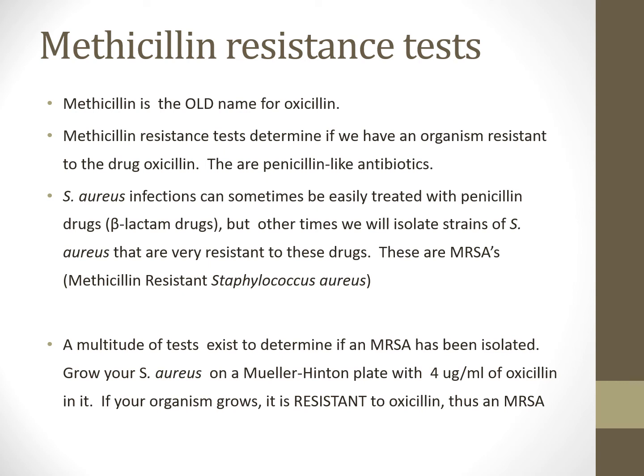There are a bunch of tests that exist to determine if we have an MRSA. One thing you can do is take Staph aureus and put it on a Mueller-Hinton plate that's got about 4 micrograms per mL of oxacillin. If your organism grows, then it means it's resistant to oxacillin, thus it's an MRSA.